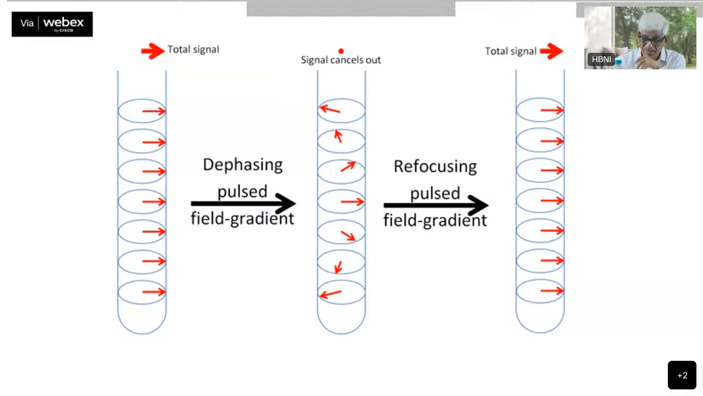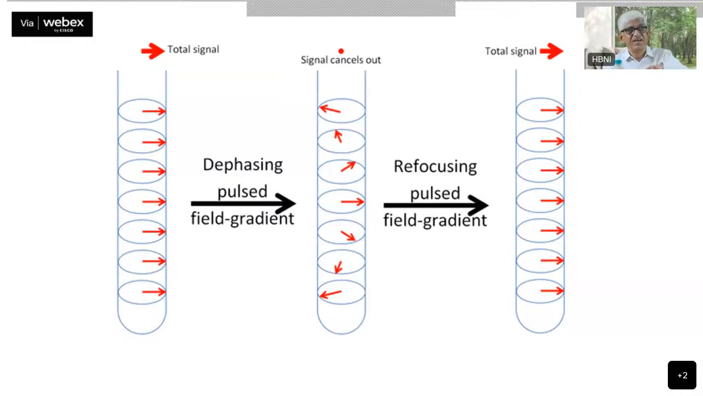But now if you apply a refocusing pulse field gradient, when I say pulse field gradient, it means the gradient is applied for a short period. The short periods can be about 1 millisecond, half a millisecond and things like that. So when you apply that, then all this will come back, and you have the total signal back again. In some sense, this is like the spin echo.